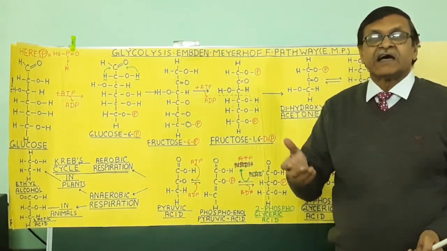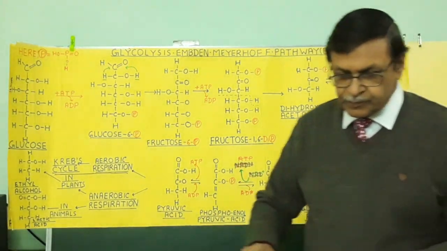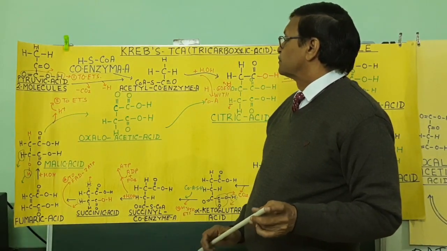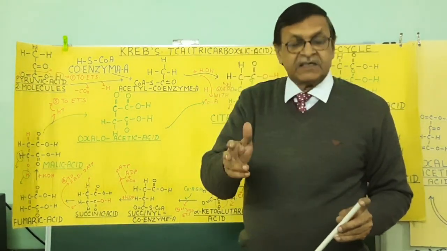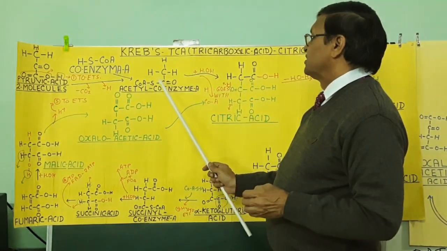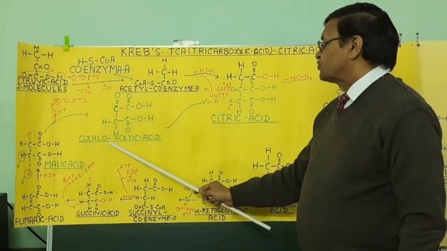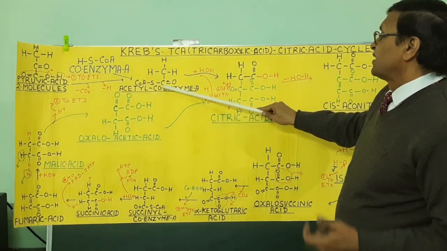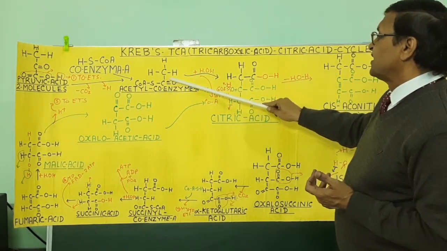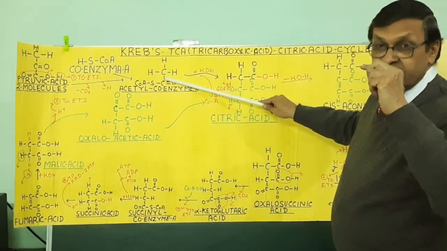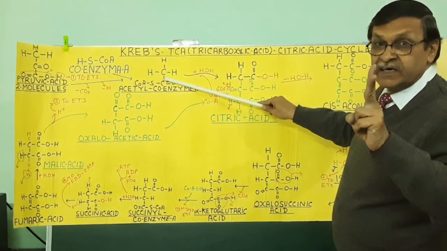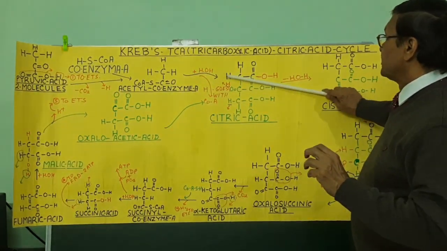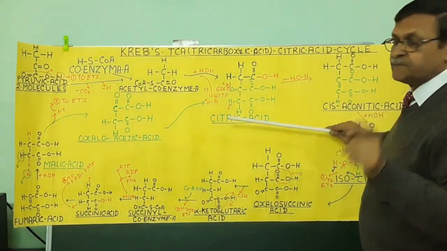Now let us see what happens during the Krebs cycle. The Krebs cycle starts from acetyl coenzyme A. It binds with oxaloacetic acid, and you can see here that the acetyl has been labeled with another color pencil. While drawing in your copy, you can take this precaution. Oxaloacetic acid is of a different color. Now at this point, the two bind to form citric acid.